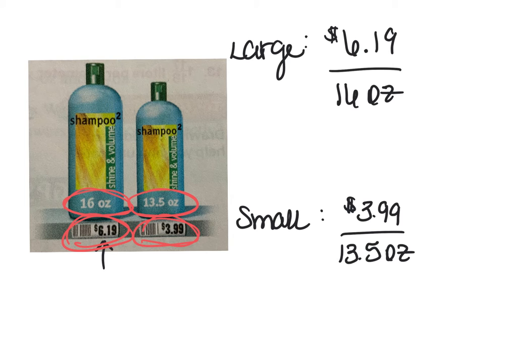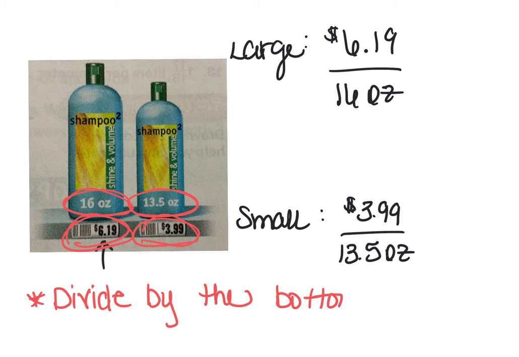Now this is not a unit rate. A unit rate is one something. Well, this is 16 ounces or 13.5 ounces. To find a unit rate, my step is to always divide by the bottom. Always. That is always my step. Divide by the bottom.